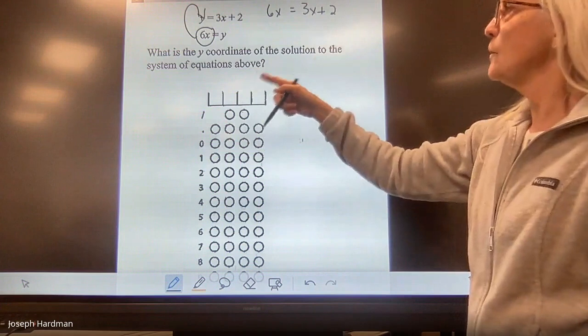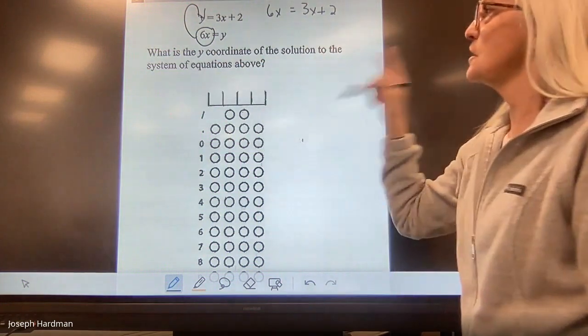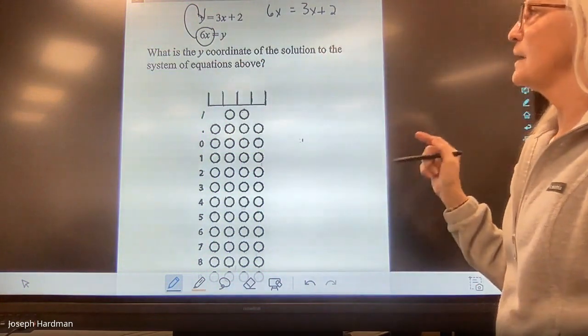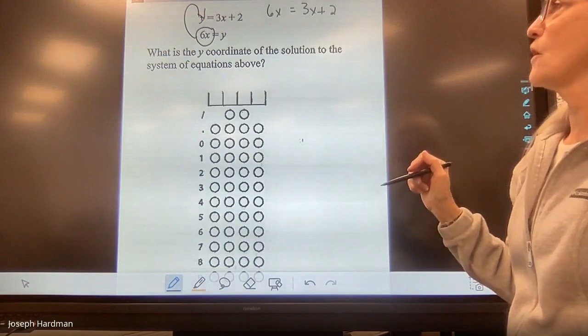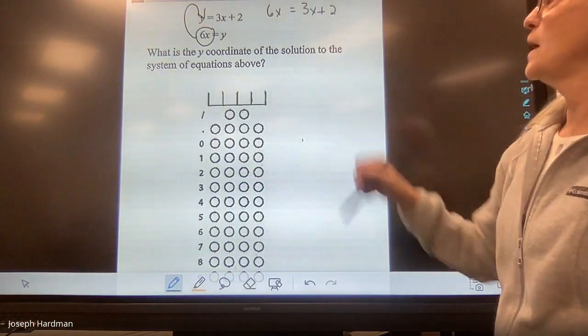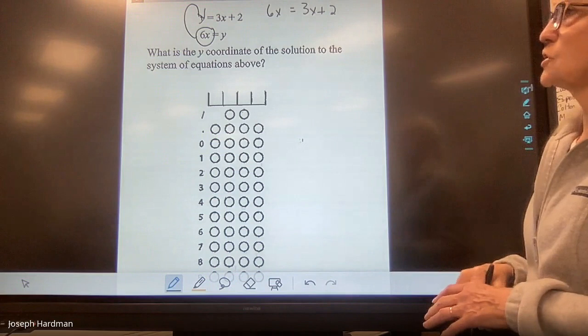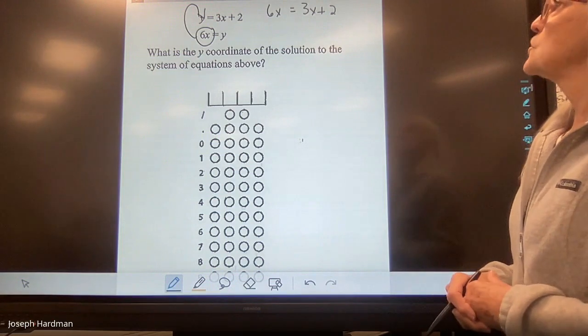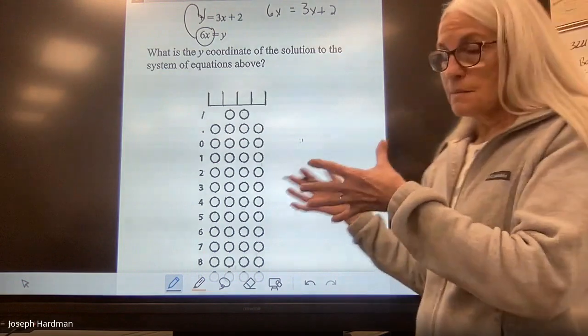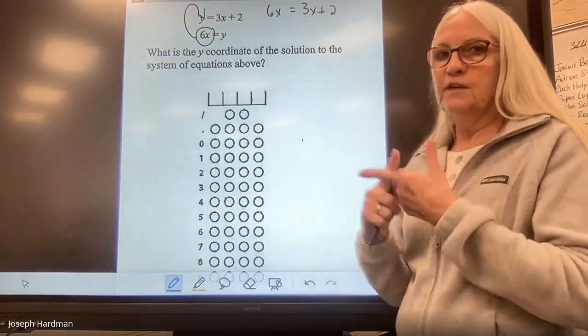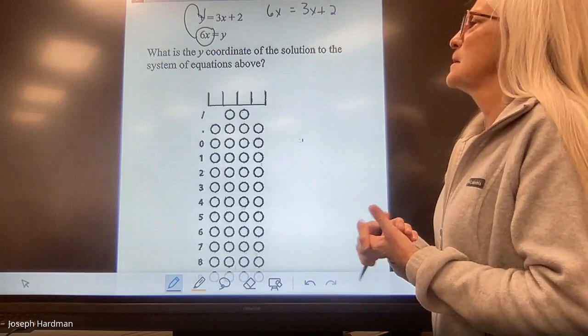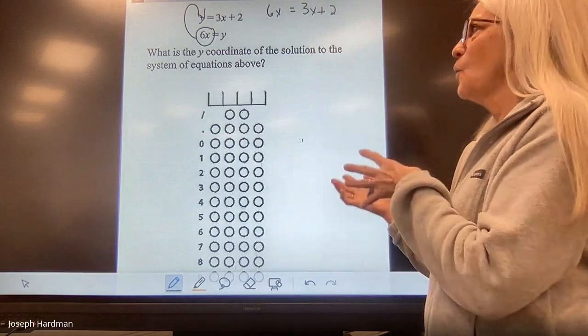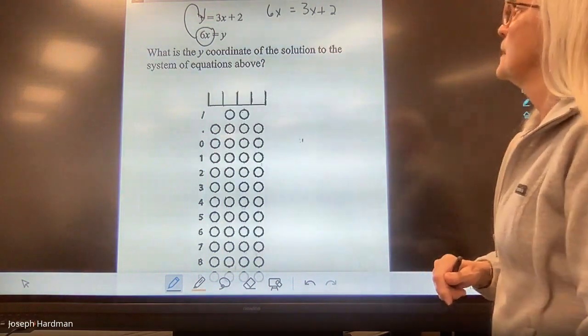Now, we want to go back and look at the equation and make sure we know what it is we are trying to solve for. And the question is, what is the y-coordinate of the solution to the system of equations? So a solution to a system of equations is a point. It's a point of intersection. And there's an x and a y, but we only need the y.